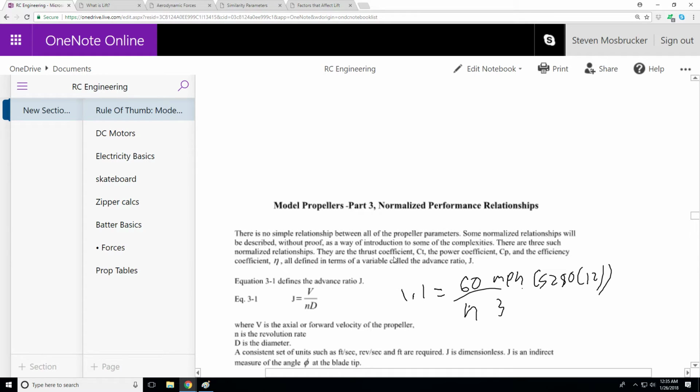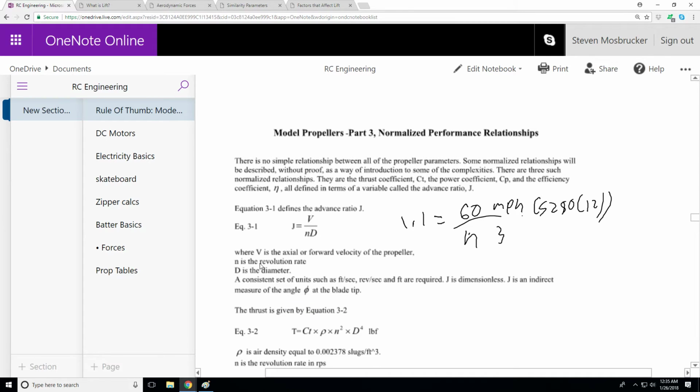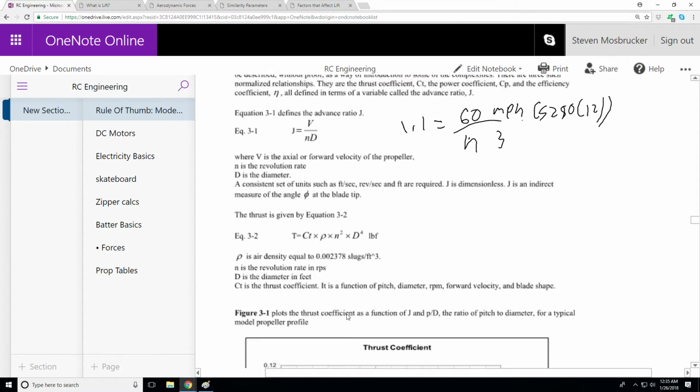So we have a few different things. We have 3 mainly: thrust coefficient, CT, power coefficient, CP, and the efficiency coefficient, which is N. All definitions in terms of a variable called the advance ratio, J. The advance ratio is your forward velocity divided by N, which is your RPM, times the diameter. So N is revolution rate, D is diameter.